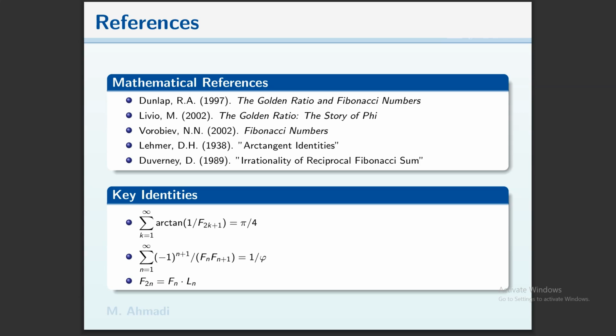You can see some references related to this presentation and the key identities there. The arctangent identity: the sum of arctangent of 1 over F_(2k+1), k from 1 to infinity, is equal to pi over 4. The sum of (-1)^(n+1) over F_n multiplied by F_(n+1), from 1 to infinity, is equal to 1 over phi, and F_(2n) equals F_n multiplied by L_n.